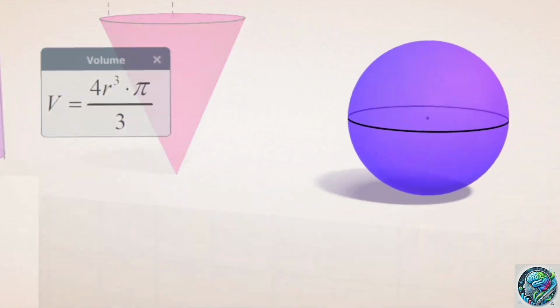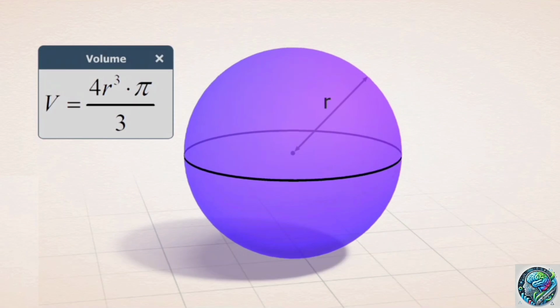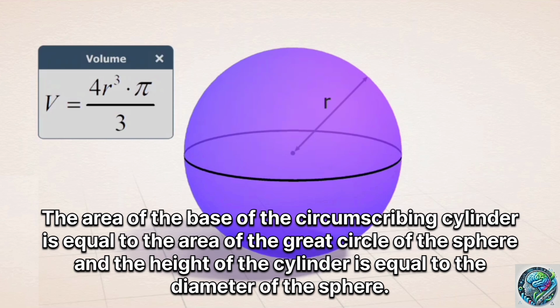The volume of a sphere is 2/3 the volume of its circumscribed cylinder. The area of the base of the circumscribing cylinder is equal to the area of the great circle of the sphere, and the height of the cylinder is equal to the diameter of the sphere.